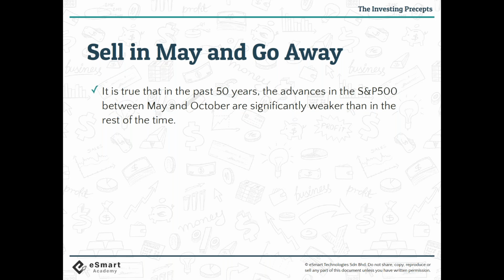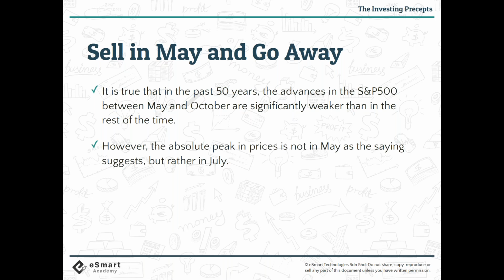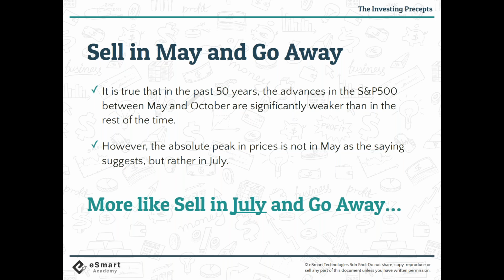Now, this is true because it tends to be slower, but at the same time, the peak of the S&P index in terms of price is not in May, but rather in July. So in fact, the phrase "sell in May and go away" should be changed to "sell in July and go away." It's not really May. So based on statistics, this saying of sell in May doesn't really stand.